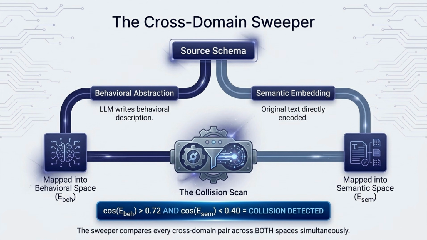The real heavy lifting happens in the cross-domain sweeper. It evaluates data across two spaces simultaneously. It maps a source schema into a behavioral space via an LLM description, and into a semantic space via direct text embedding. It then runs a collision scan. If it detects high behavioral similarity, say, above 0.72, combined with low semantic similarity, it flags a collision detected.